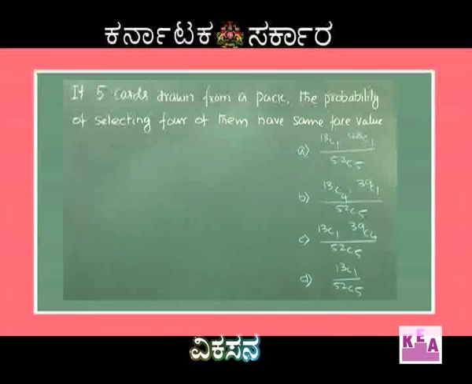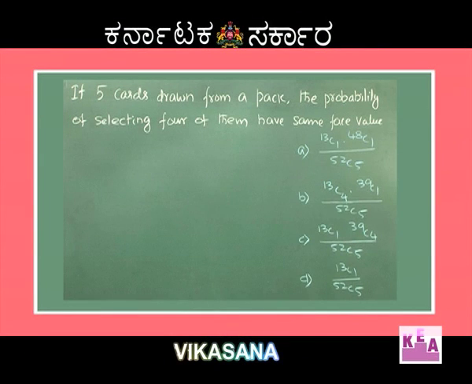Look at this next problem. If 5 cards are drawn from a pack, the probability of selecting 4 of them with the same face value. Option A, 13C1 into 48C1 by 52C5. Option B, 13C4 into 39C1 by 52C5. Option C, 13C1 into 39C4 by 52C5. Option D, 13C1 by 52C5.